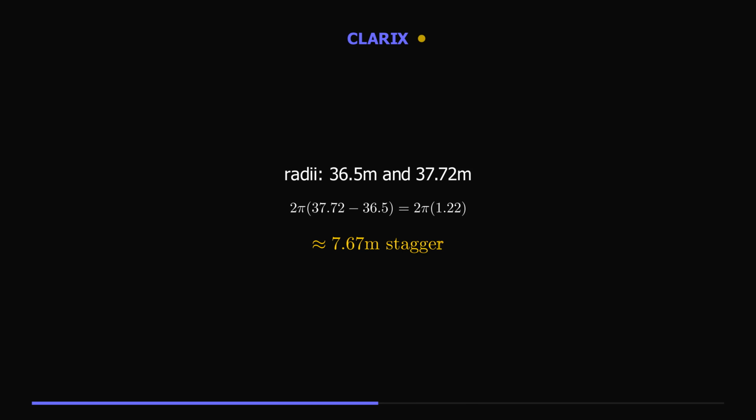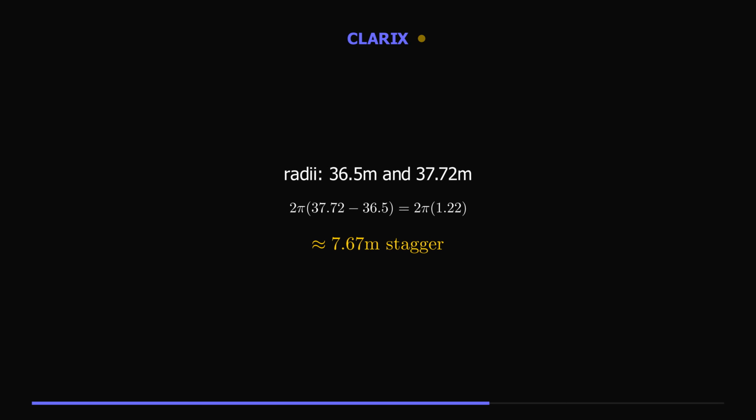A 400-meter track has 2 straight sections plus 2 semicircular curves. Say the innermost curve has radius 36.5 and each lane is 1.22 meters wider. A runner in lane 2 runs a semicircle of radius 37.72 meters instead. Since she runs the full circle's worth over both curves combined, the extra distance is the difference in circumference. 2 pi times 37.72 minus 36.5, which is 2 pi times 1.22, about 7.67 meters.